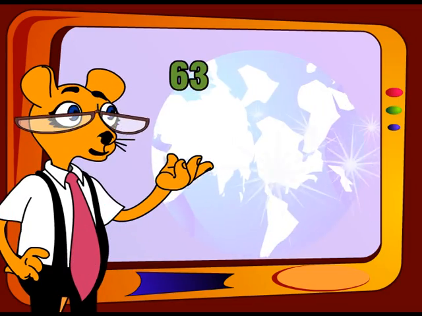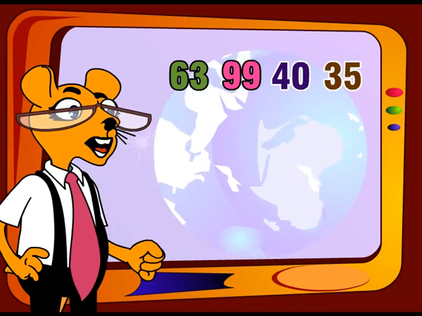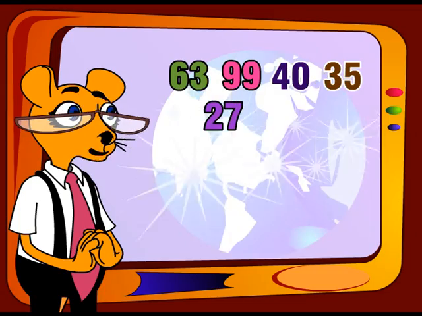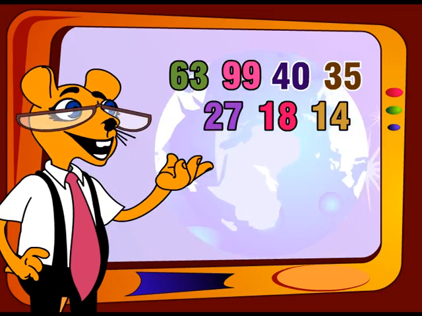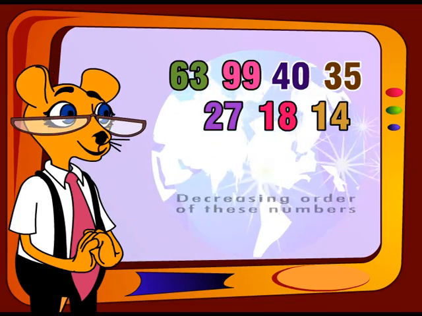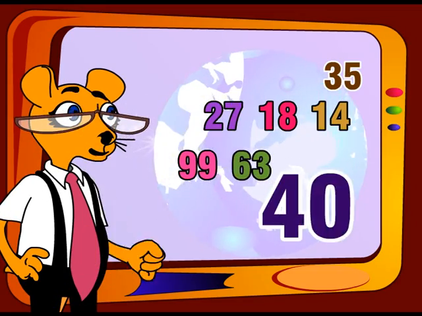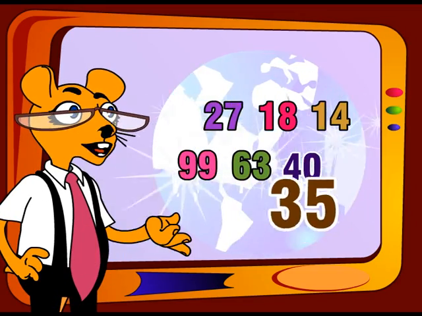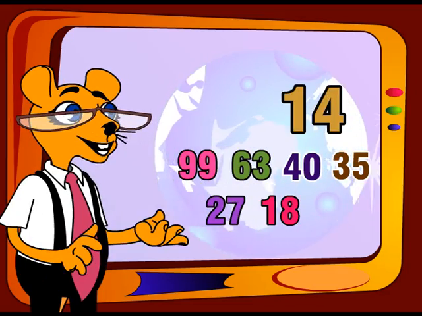63, 99, 40, 35, 27, 18, 14. Decreasing order of these numbers. 99, 63, 40, 35, 27, 18, 14.